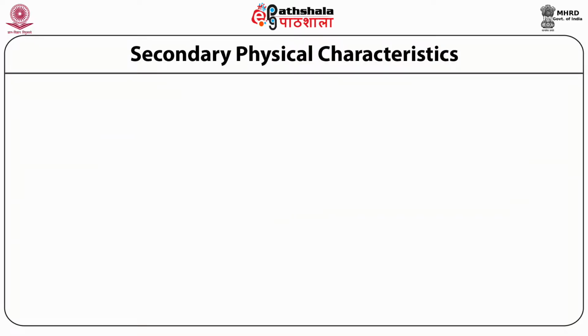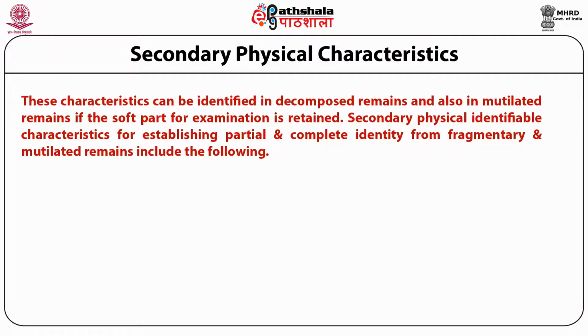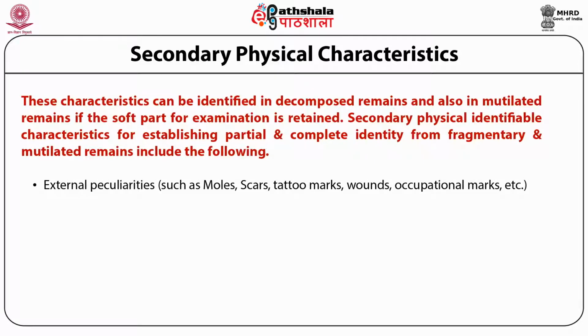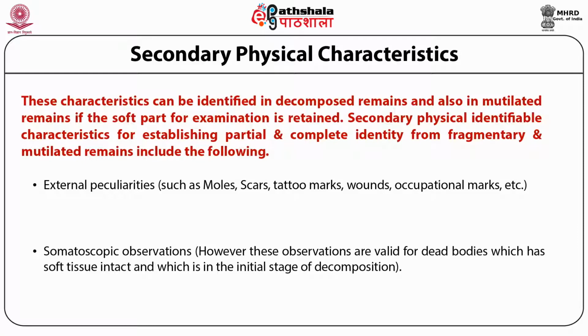Secondary physical characteristics. These characteristics can be identified in decomposed remains and also in mutilated remains if the soft part for examination is retained. Secondary physical identifiable characteristics for establishing partial and complete identity from fragmentary and mutilated remains include external peculiarities such as moles, scars, tattoo marks, wounds, occupational marks, etc. Whereas somatoscopic observation reveals the partial and complete identity from fragmentary and decomposed remains, and these observations include skin color, eye color, teeth, and hair of an individual.